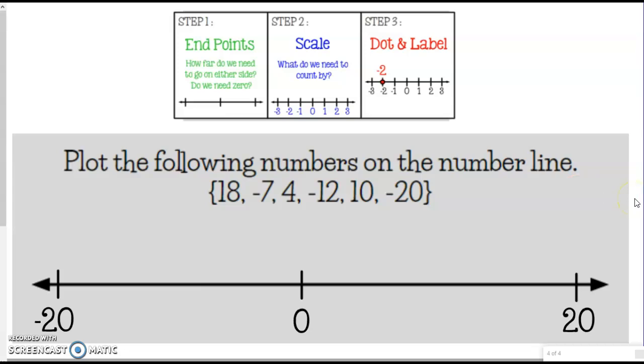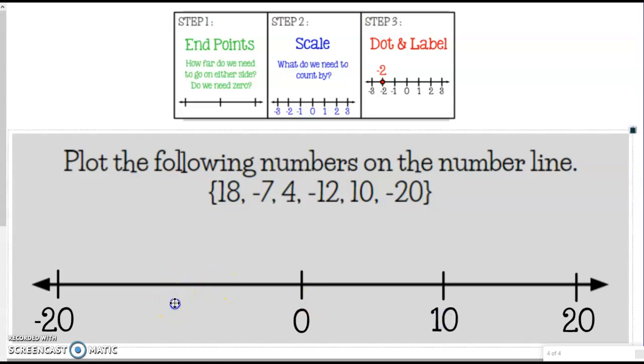Well, I don't really want to have to count by 1s on this one. I would like to count by 5s probably. So what I like to do personally is find the middle, and so between 0 and 20 would be 10. And so you could just do that.